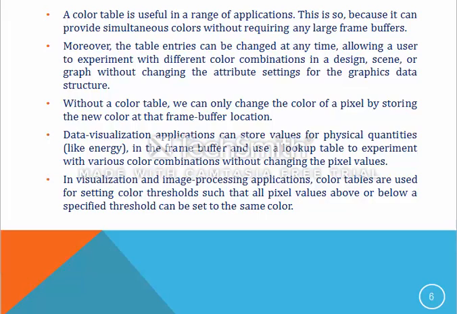A color table is useful in a range of applications. This is so because it can provide simultaneous colors without requiring any large frame buffers. Moreover, the table entries can be changed at any time, allowing a user to experiment with different color combinations in a design, scene, or graph without changing the attribute settings for the graphics data structure. Without a color table, we can only change the color of a pixel by storing the new color at that frame buffer location. Some other applications include data visualization applications, which can store values for physical quantities like energy, pressure in the frame buffer and use a lookup table to experiment with various color combinations without changing the pixel values.